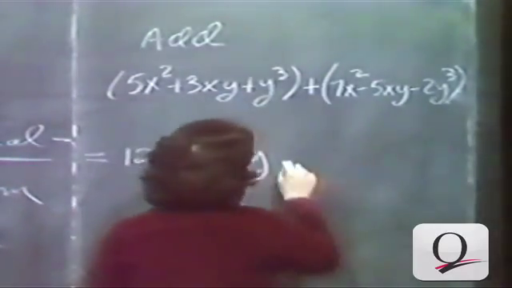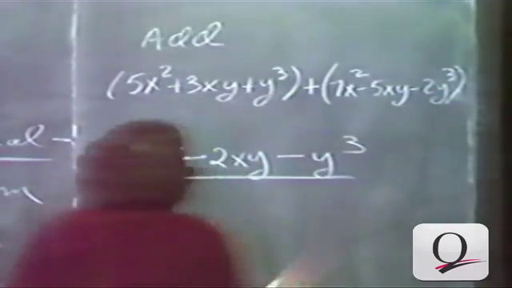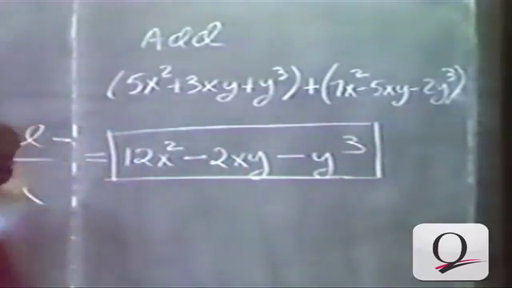Those are like terms, giving minus y cubed. So our answer here for the sum of these two polynomials is 12x squared minus 2xy minus y cubed.